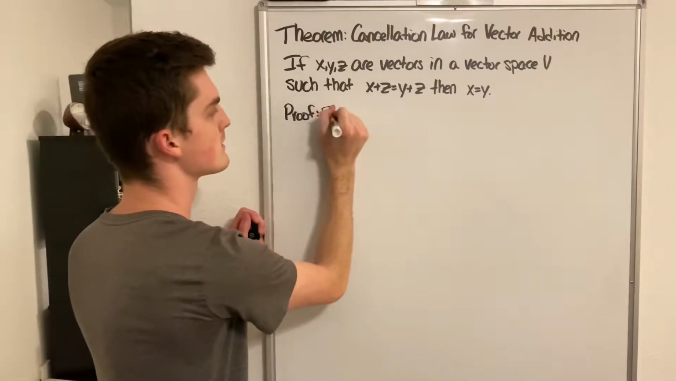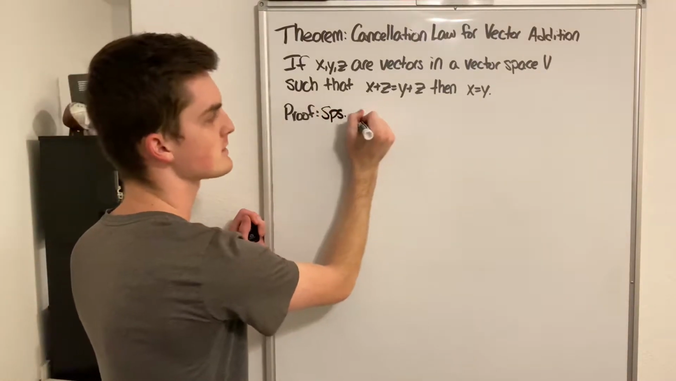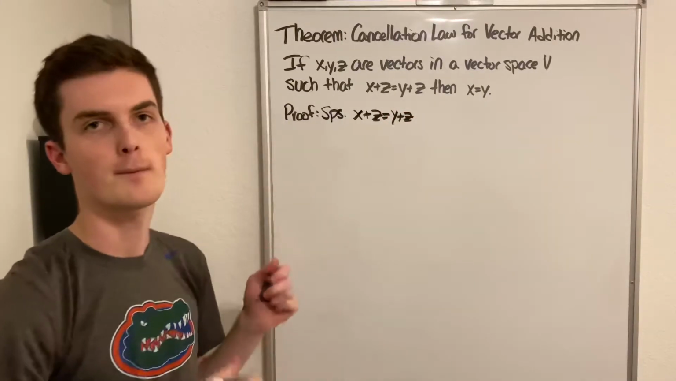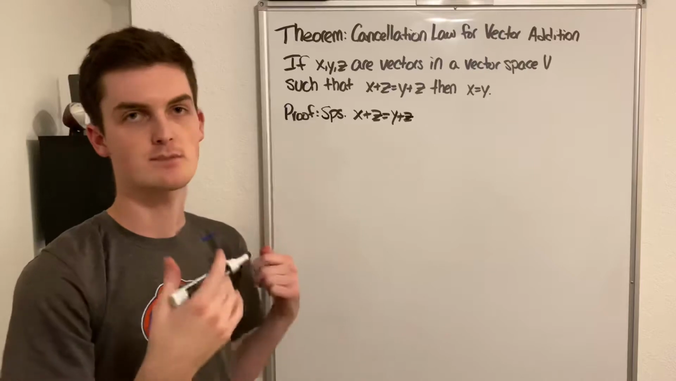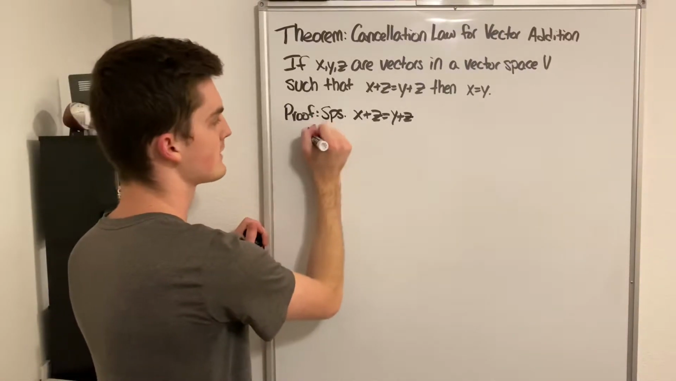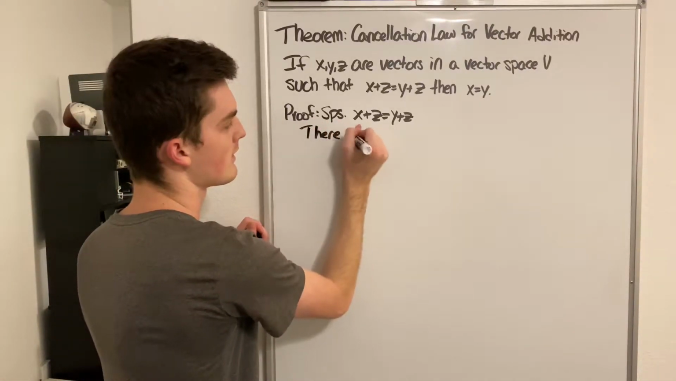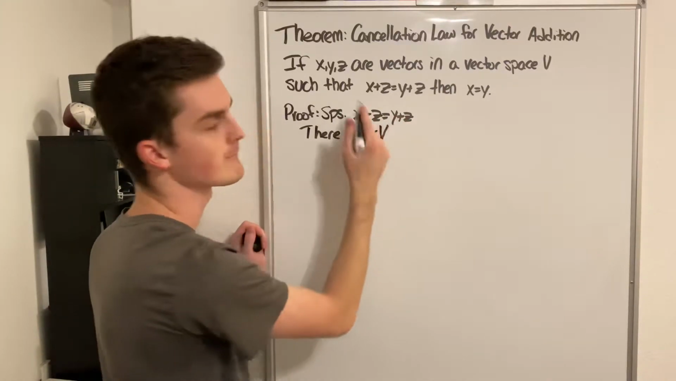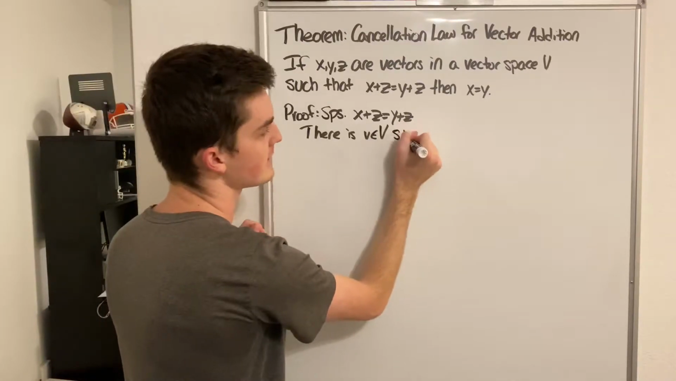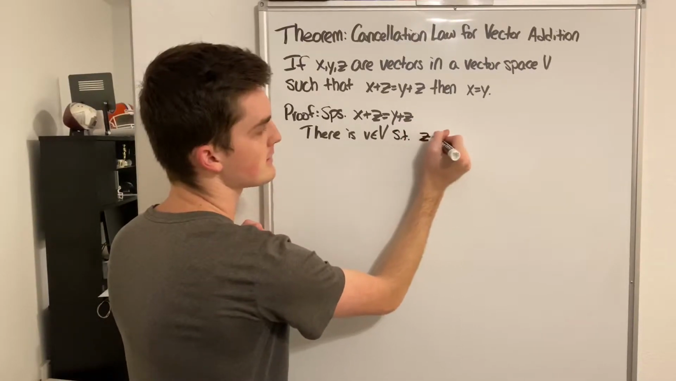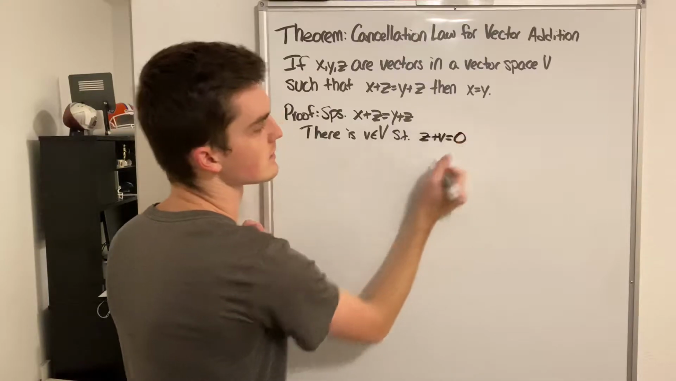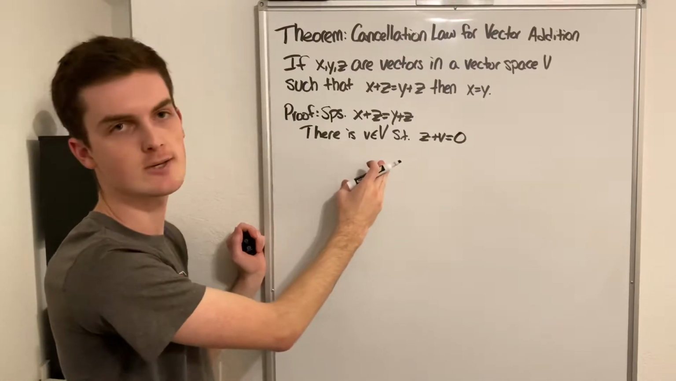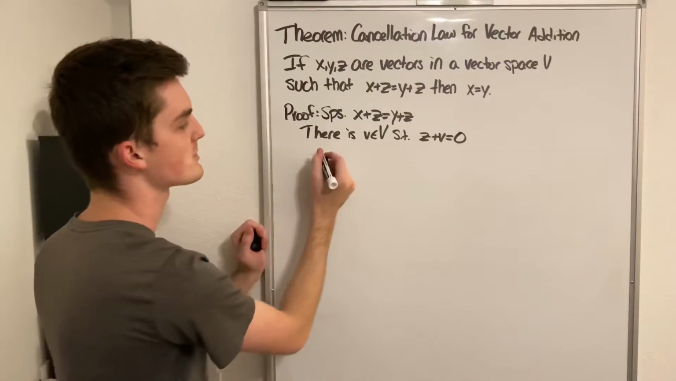So suppose, by our assumption, that x plus z equals y plus z. Well, by our vector space postulates, there exists a v, we'll call it little v, in big V, our vector space, such that z plus v equals 0. Now this is postulate number 4, that there exists an inverse to every element in our vector space. So we will now start with this.